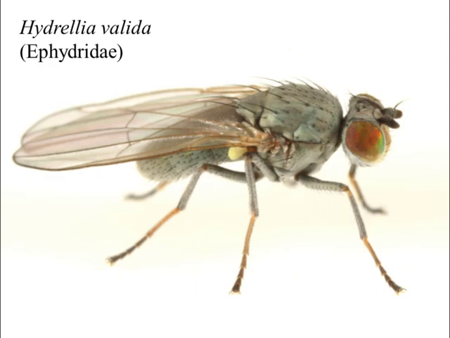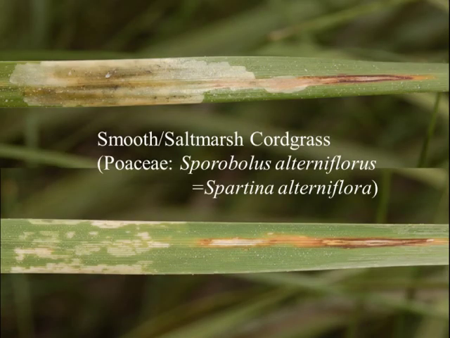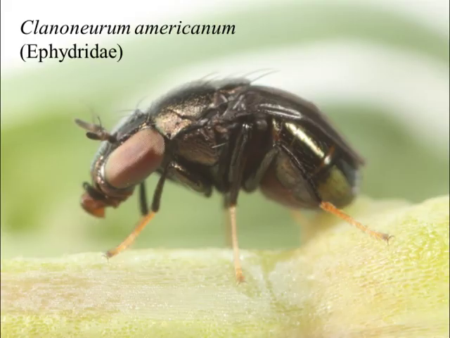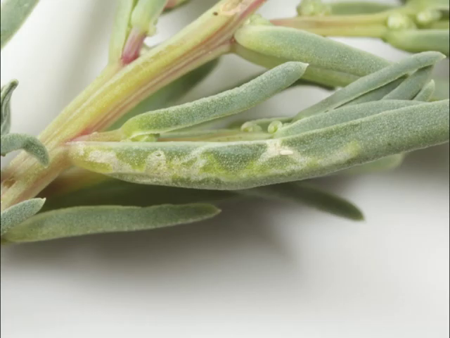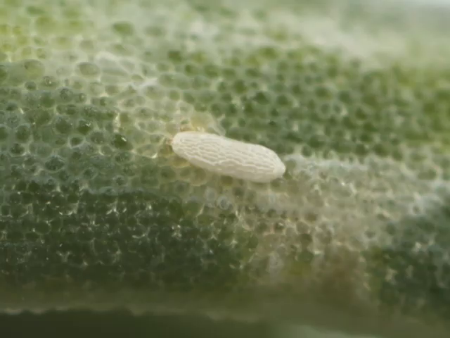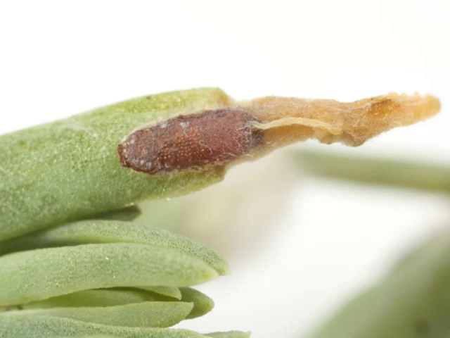Hydrelia valida mines in an intertidal grass, and another intertidal leaf miner is this bizarre kind of beetle-like fly, Clanoneurum americanum. It mines in leaves of annual sea blight, which have very narrow, fleshy leaves. And this species, like all ephydrids that are leaf miners, glues its elongate white eggs to the surface of a leaf, and their puparia are formed inside of leaves.